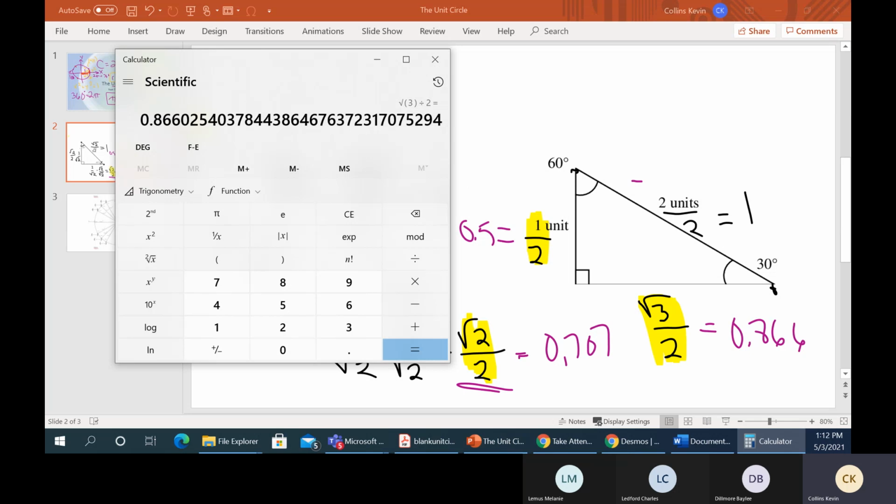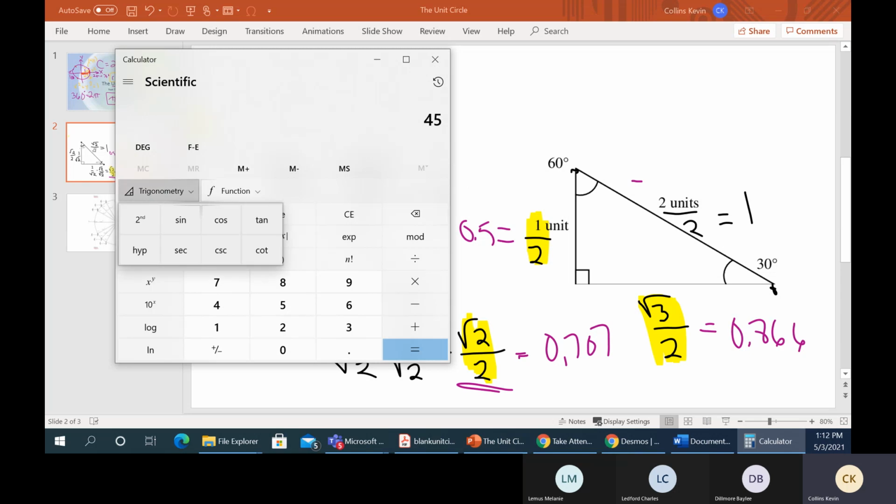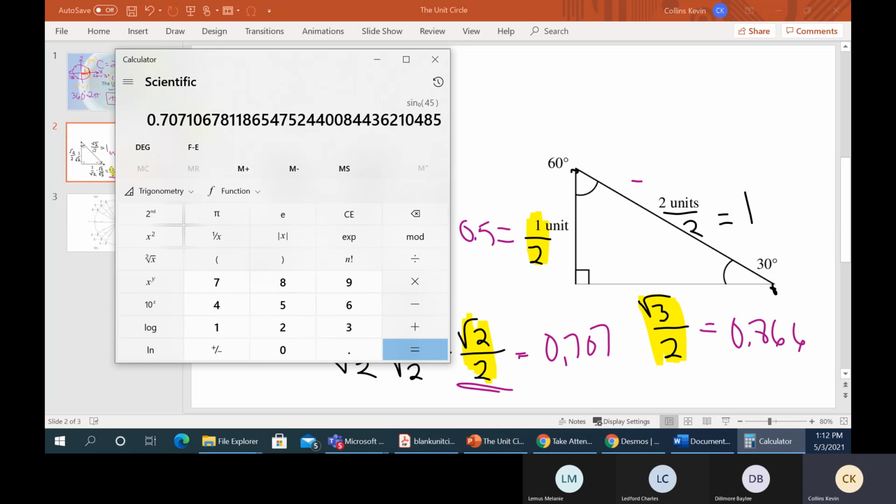So yeah, totally agree. Okay, so for this one, let's talk about trig functions for a second. All right, so let's start with 45 degrees. Like I said, let's talk about degrees. So 45 degrees, let's do the sine. I hit sine of 45, 0.707. What did I tell you 0.707 is? Square root of 2 over 2. So the sine of 45 degrees is the square root of 2 over 2.